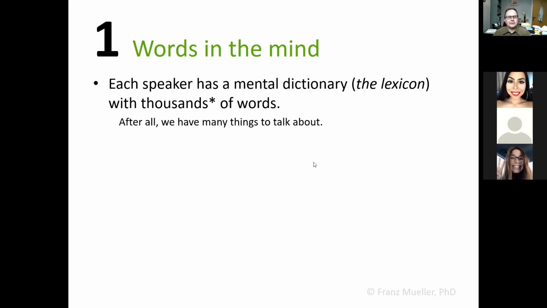And mark a little asterisk over there. After all, we have a lot of things to talk about, and we definitely want a language that allows us to communicate about anything and everything that could possibly enter our mind, right? We wouldn't want a language that doesn't make it possible for us to talk about anything particular. We want to talk about whatever, even things that nobody has ever thought of before, things that haven't even been invented yet, things that haven't happened yet.